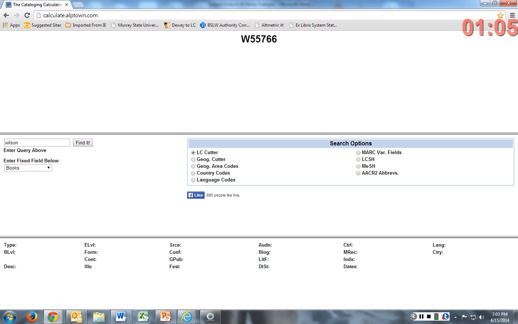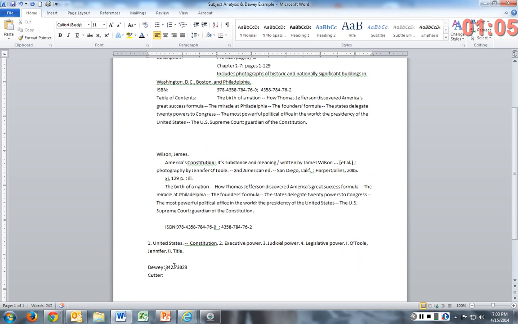People can only remember so many lengths of numbers, which is why this Dewey number may be a little too long for your library. You may want to just cut off the 029 part and put in 342.73.